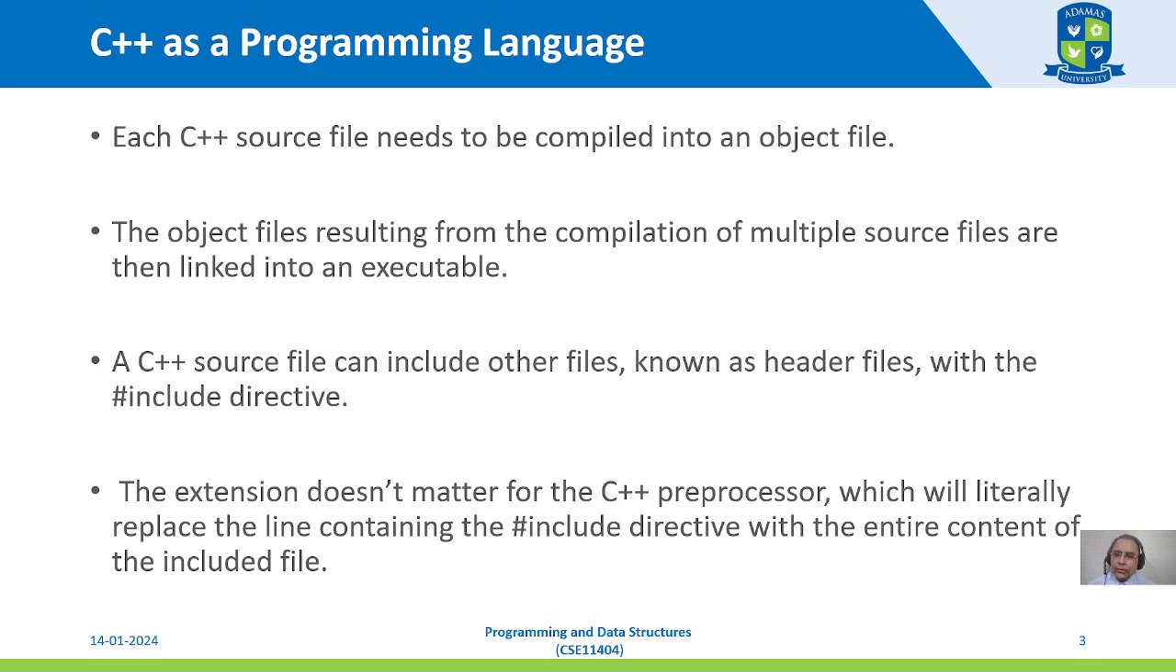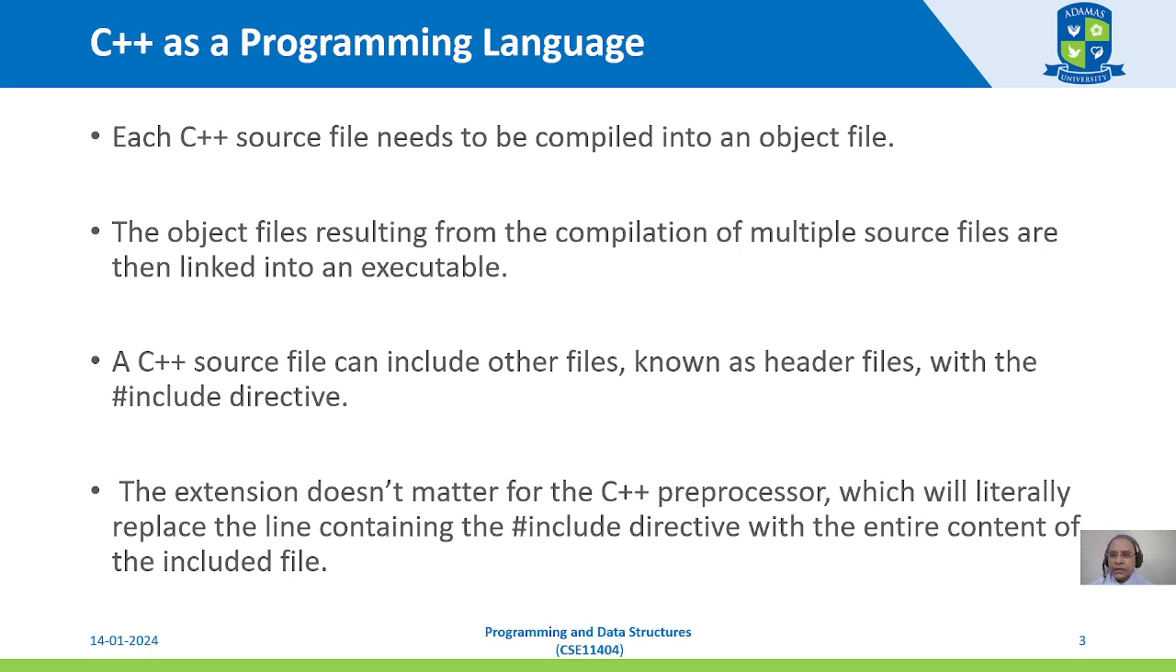We know that the C language and the C++ language are compiled and become the machine code. Now in case of C++, the compiled file becomes an object file, because C++ is an object oriented programming language.